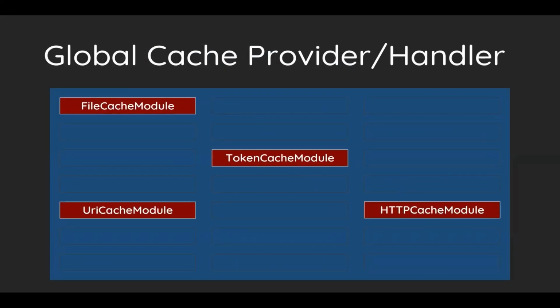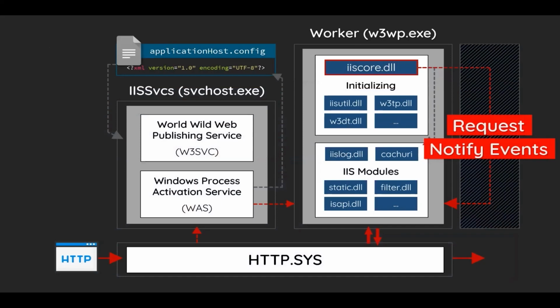Among all modules, the following four are the global cache providers to manage the cache between modules. Each module is responsible for handling a different cache, such as the cache for static files, the cache for configuration, or the cache for Windows tokens. Once the modules are loaded, the worker enters the request lifecycle. The lifecycle is an event loop that processes all the notifications from the request.